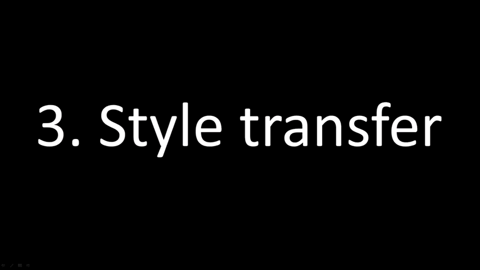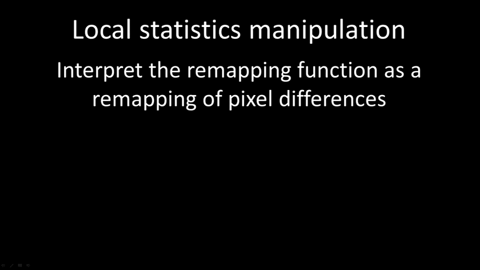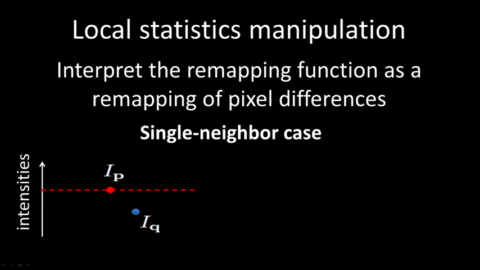Now that we understand better the local Laplacian filters, I will explain to you how we can use them to perform style transfer. For that, you can think of local Laplacian filters as remapping of pixel differences. Let's begin by looking at what the simplified one-level local Laplacian filter does to a pixel P, in the ideal case where it has a single neighbor, Q, with which it has an intensity difference, IP minus IQ.